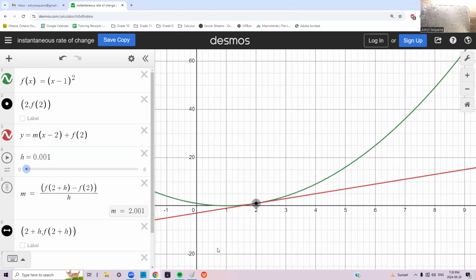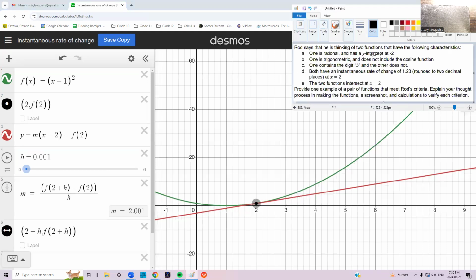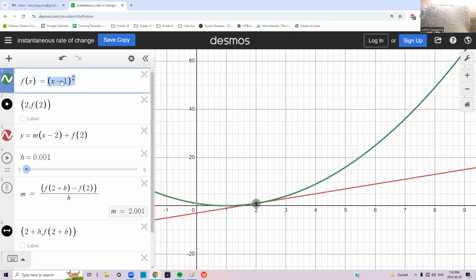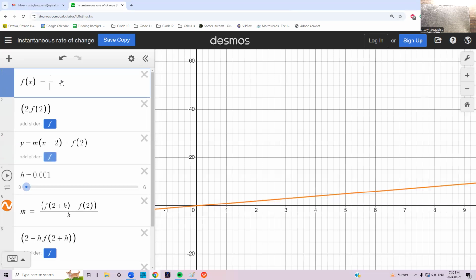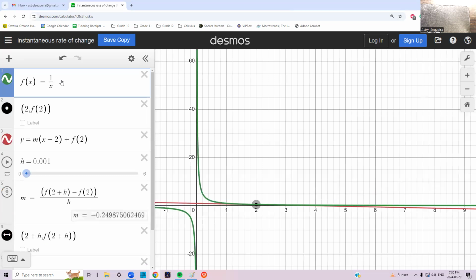Now, let's look at the question again. The first thing we want to do is a rational function that has a y-intercept of -2. So let's just make a regular rational function over here, which is just 1 over x. We got a rational function over here. The y-intercept is not accurate. It should be -2. There's no y-intercept here.